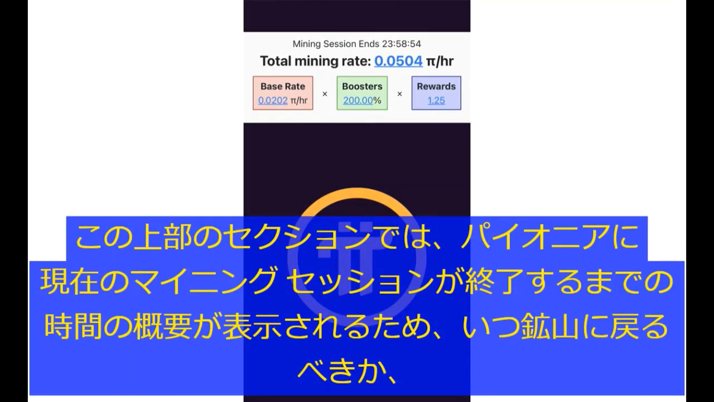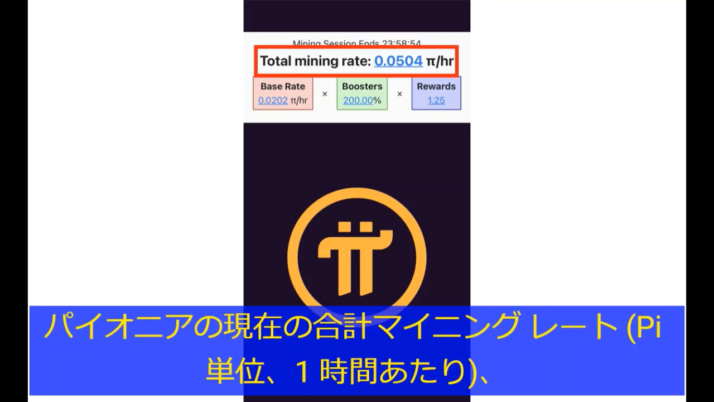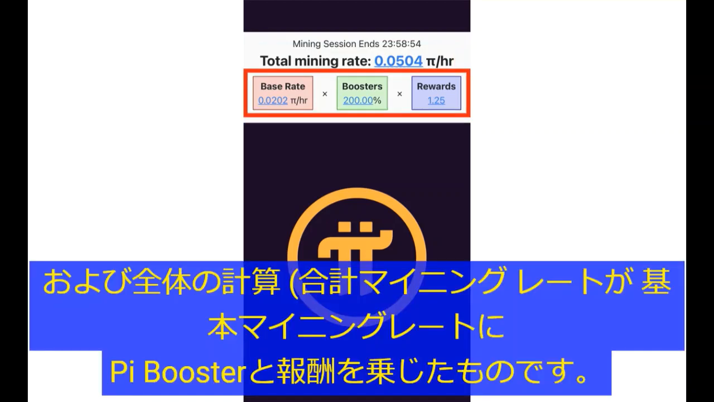This top section gives pioneers an overview of the time until a current mining session ends so you know when to come back to mine, a pioneer's current total mining rate in Pi per hour, and the overall calculation, where your total mining rate equals the base mining rate multiplied by the Pi boosters and by the rewards.